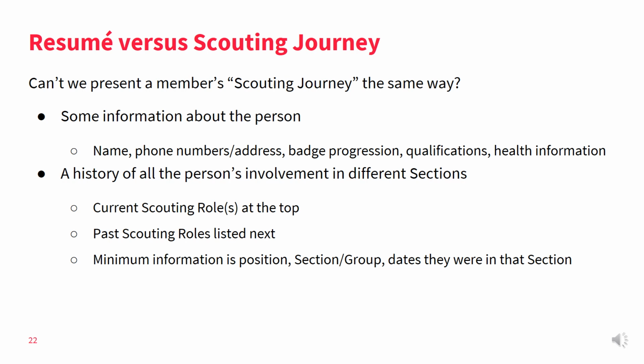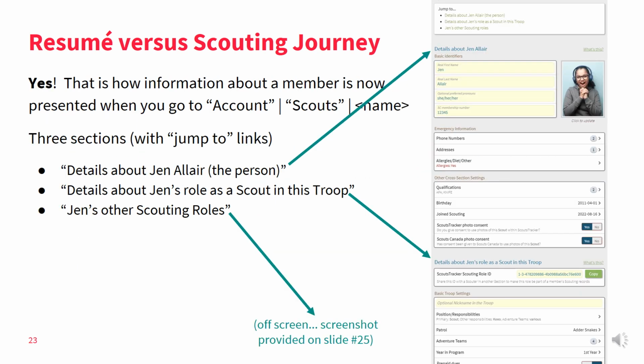And again, the minimum information that we'd want to show is your position within the section, the name of the section or group, and the dates that you were in that section. So this is in fact how information about a member is now being presented in ScoutsTracker. It's being done in a number of sections. The first one being the details about the person, and the second is about their current role, and the third is about all of their other scouting roles. So this is just like a resume. There's even a section at the top which lets you jump quickly down to each of those sections.